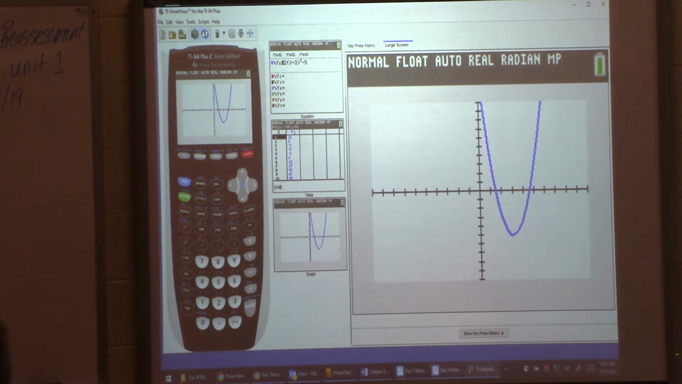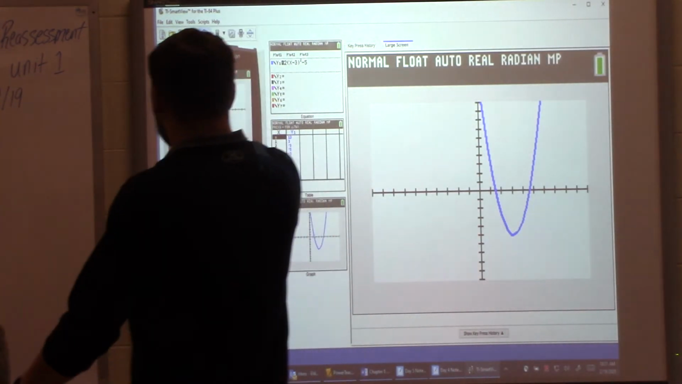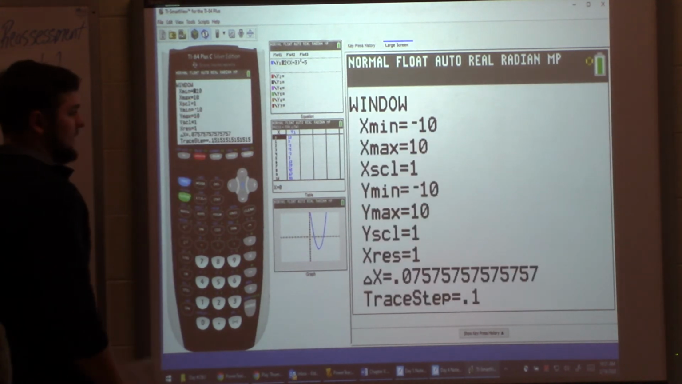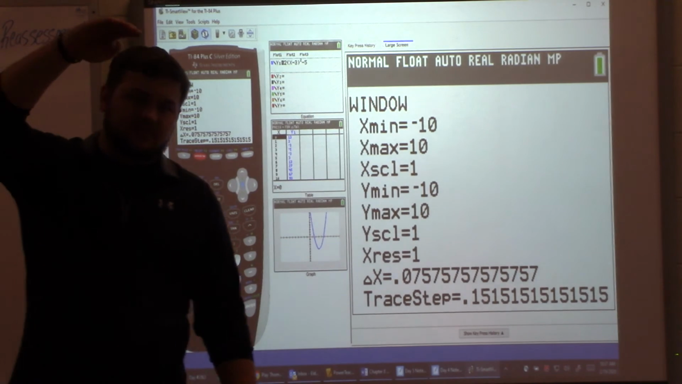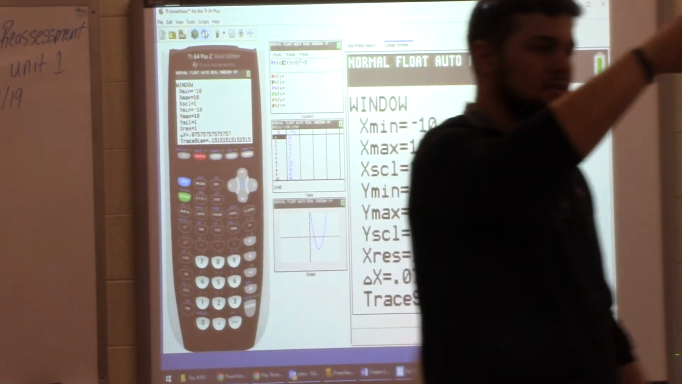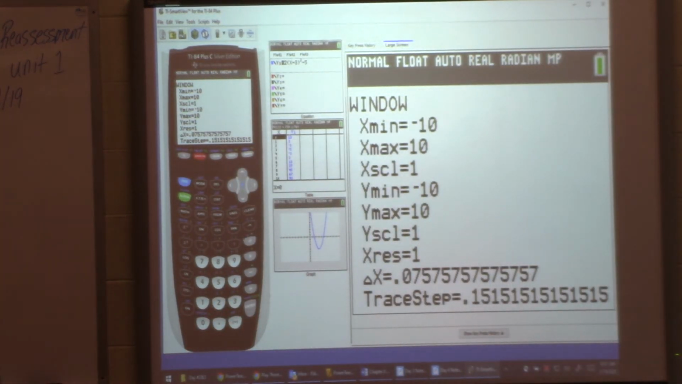So here's what we're going to do. We're going to set our windows. If you go to the window right next to y equals, I want you to set your window to be just like mine. Your x minimum is negative 10, your x maximum is positive 10. Your y minimum is negative 10, your y maximum is 10.